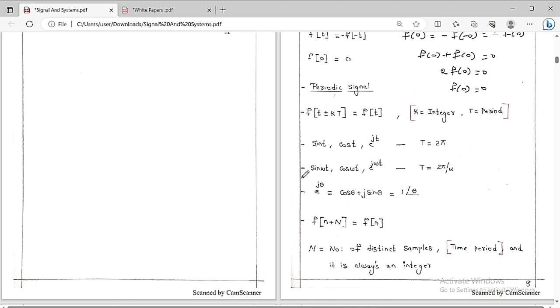Suppose for sin of omega t, cos of omega t, and e to the power of j omega t, what is the time period? I already told you, for the signals with t, the time period is 2 pi. Suppose for signal f of t the time period is T, and for the signal f of at, I already told you by the conversion, whenever you multiply t by a, either you are expanding or compressing the signal. So divide by a. Your time period will become T by a. So just divide by omega here, so 2 pi by omega.